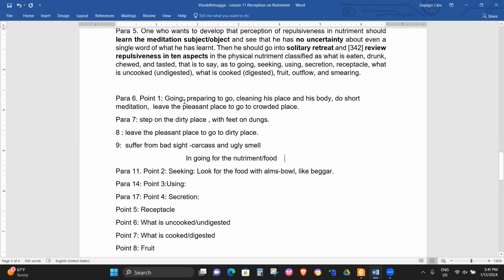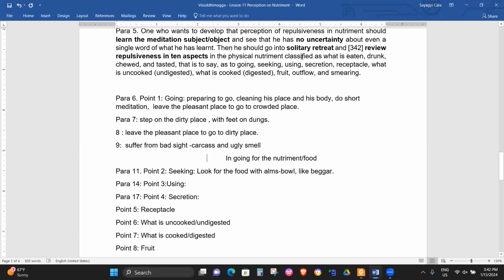Yeah, this is the going. This is only talking about going. Correct, because we still have other processes: seeking, using, secretion. So now it's in going for the nutriment. So this part only. Nutriment and food are the same thing because we are talking about the Pali Ahara. Right? Okay, now you're all clear, right?